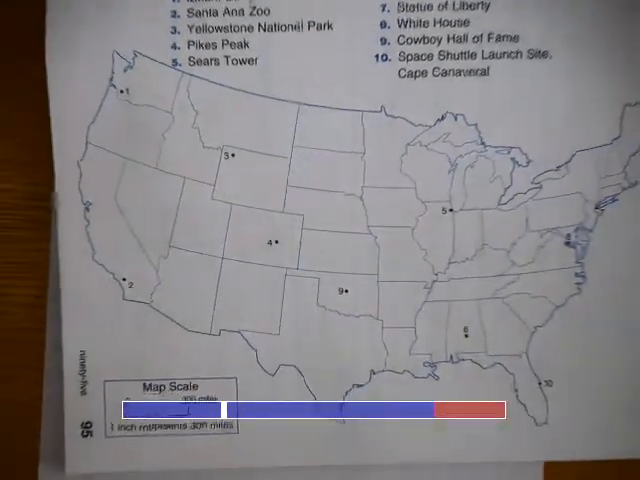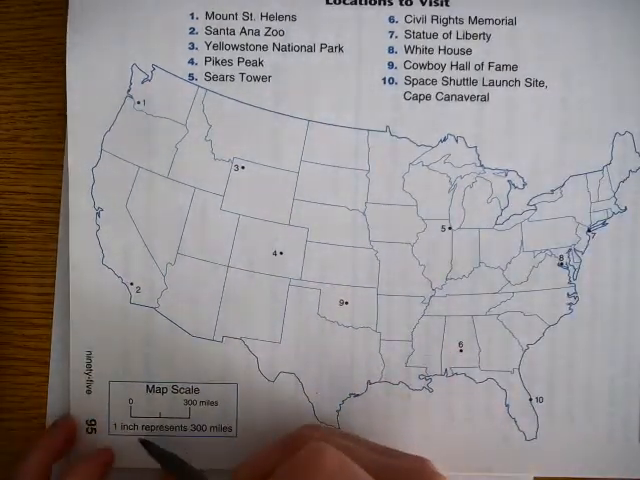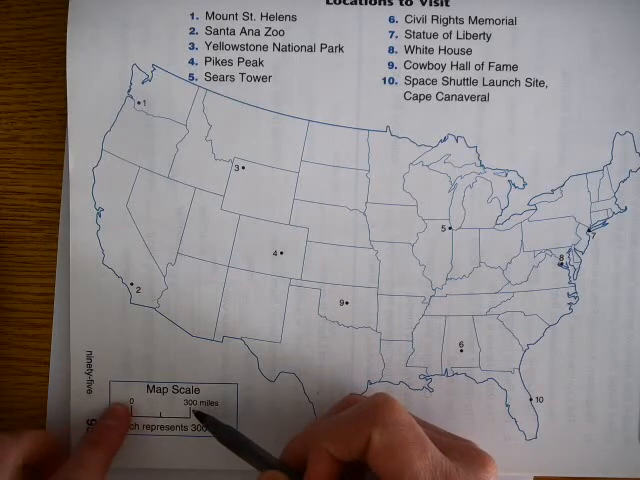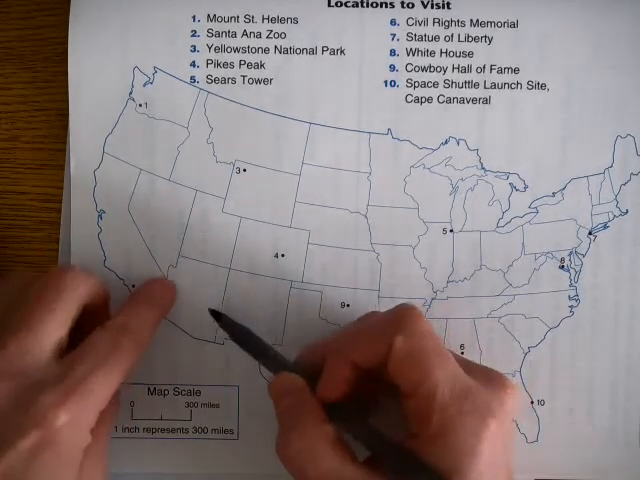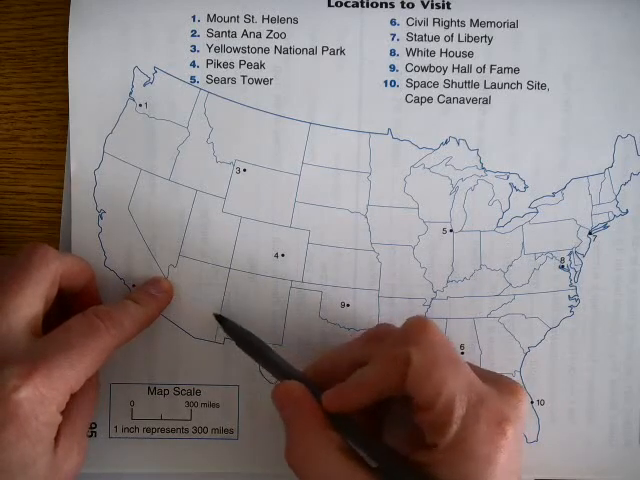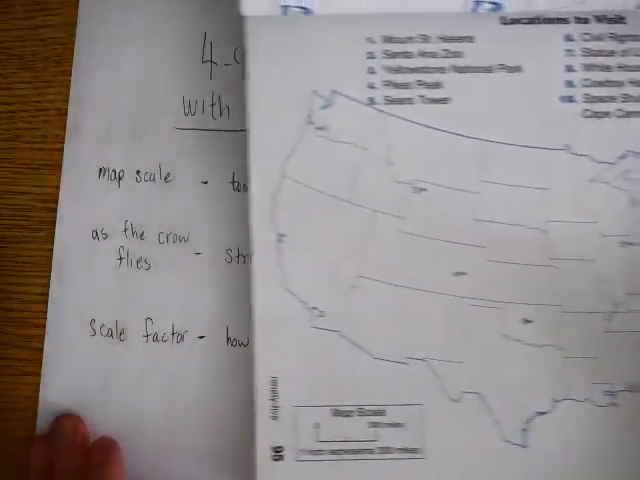So this is the map that we use in our books today, and the map scale is right down here, and it will tell us that 1 inch represents 300 miles. So that means 1 inch on this map, so let's say from here to here, is about 300 miles if we were to drive it, or if we were to walk it. Somehow the distance between there.